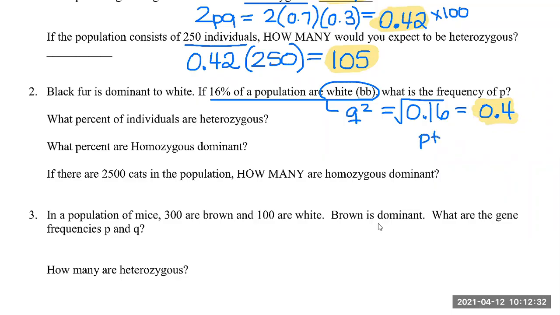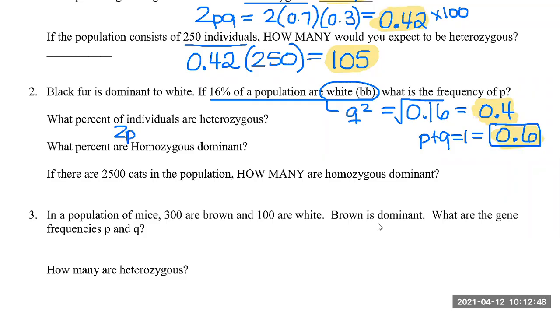And we know our formula, P plus Q is equal to 1, so P is 0.6. So to clarify that, our answer to our first part of this question is 0.6, not 0.4. All right, what percent of individuals are heterozygous?